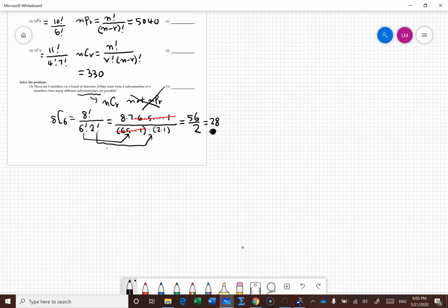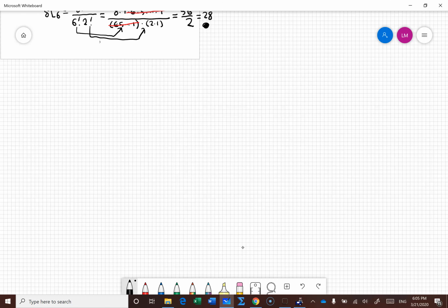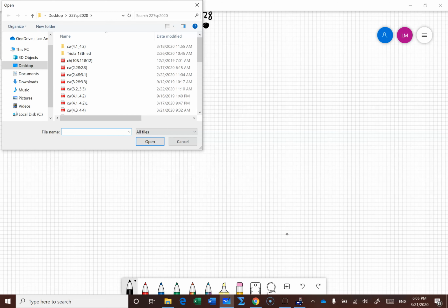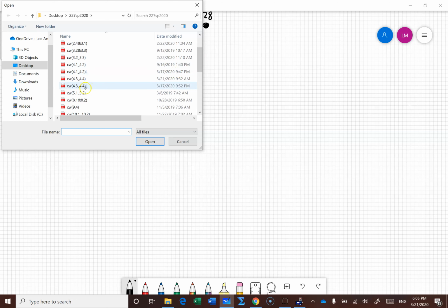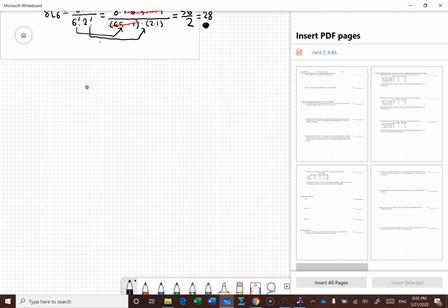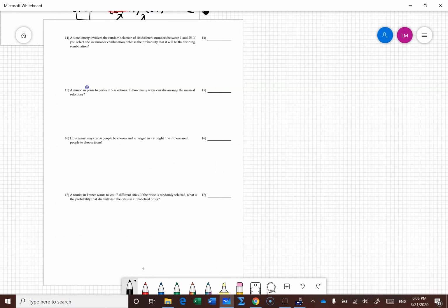So let me just move this one over. Just go up. Okay, so next one is, I believe, the last page. Okay, so this is the last one. Okay, question number 14. A state lottery involves the random selection of 6 different numbers between 1 and 25. If you select one 6-number combination, what is the probability that it will be the winning combination?